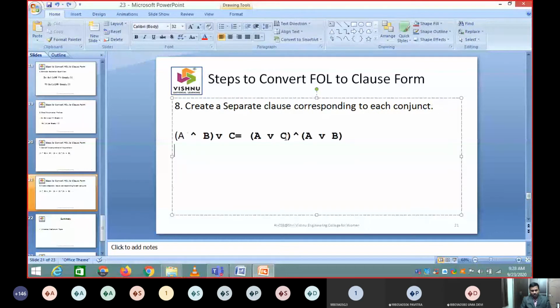In a class, particularly when I am using a chalkboard, it will take only 5 or 10 minutes to explain this concept. But since we are doing it online, it is taking more time.